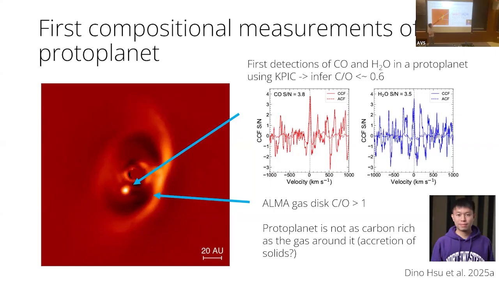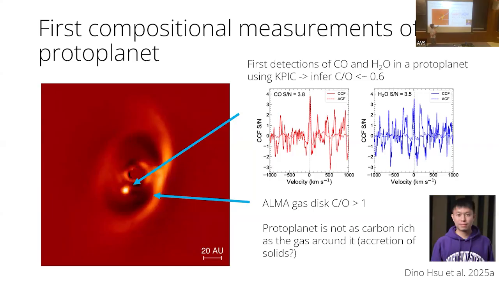And what we've done for the first time is detect both carbon monoxide and water in the atmosphere of that planet and place a constraint on the carbon to oxygen ratio, so how much carbon is in the planet's atmosphere versus how much oxygen, to be less than about 0.6. And that number by itself doesn't mean much if you don't have something to compare to.